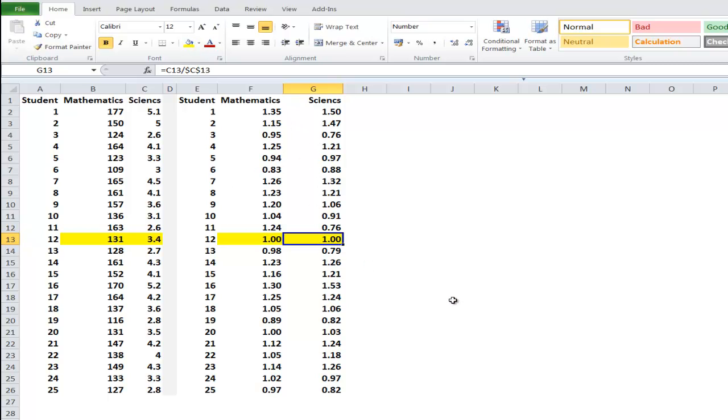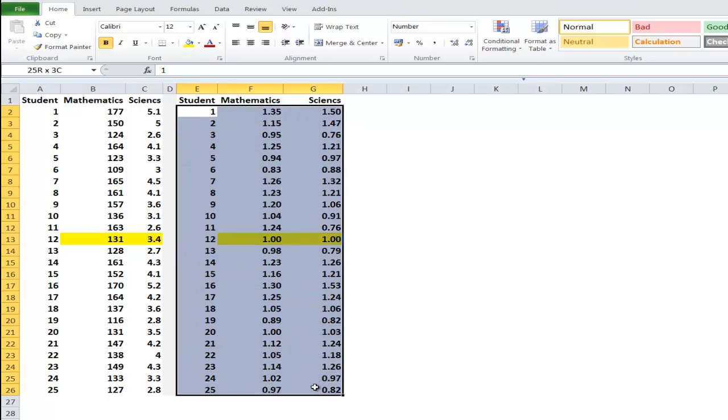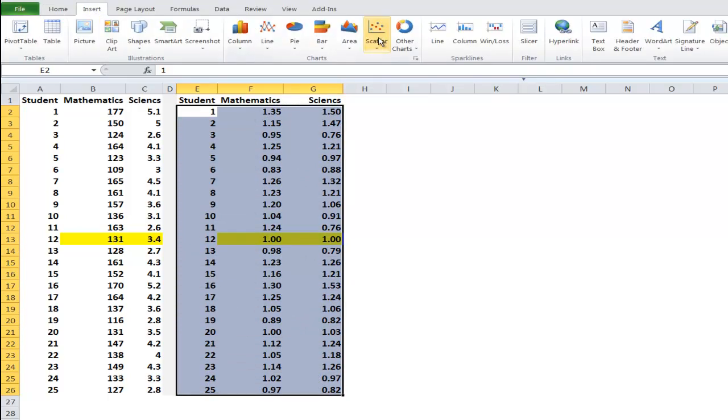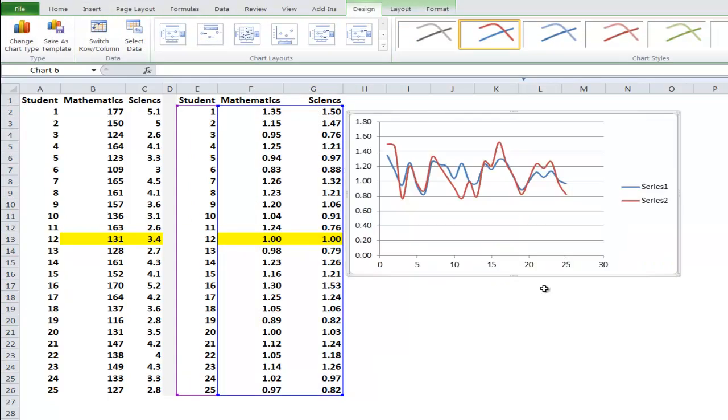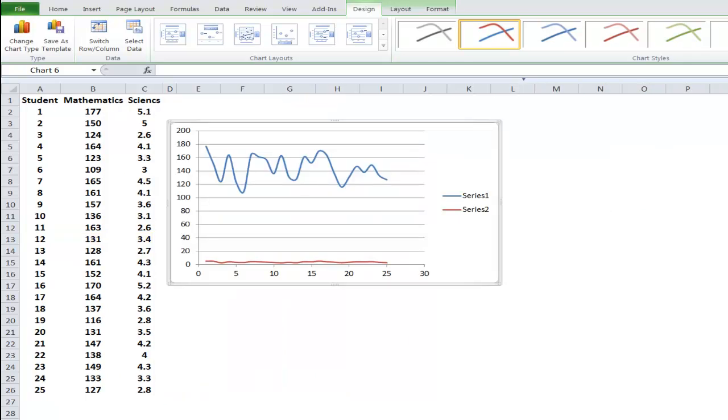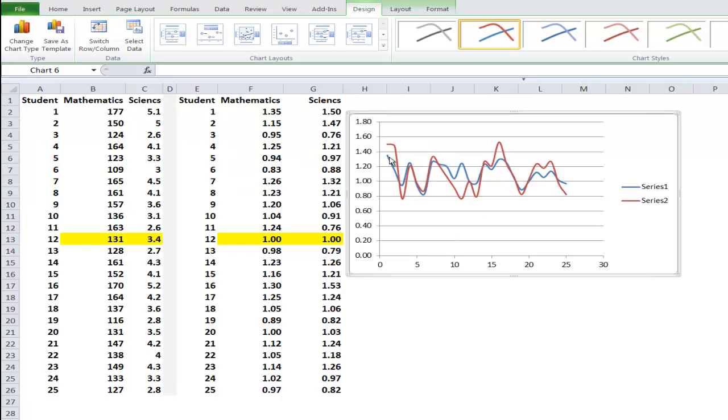Now what I'd like to do now is to have a look at what this looks like in terms of a chart. So we'll go back, insert, and we'll do curves again, and there you go. That's much better than the previous one. The previous one, well, we couldn't make a comparison, but this one we can.